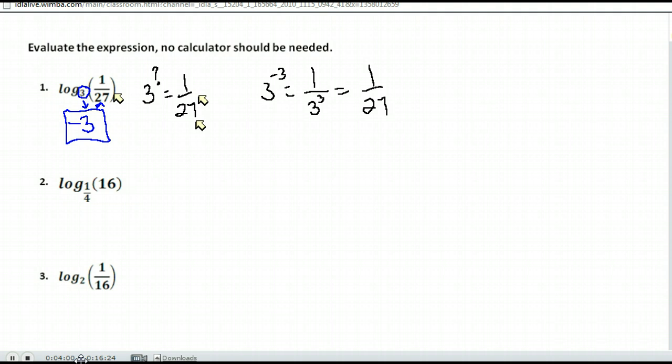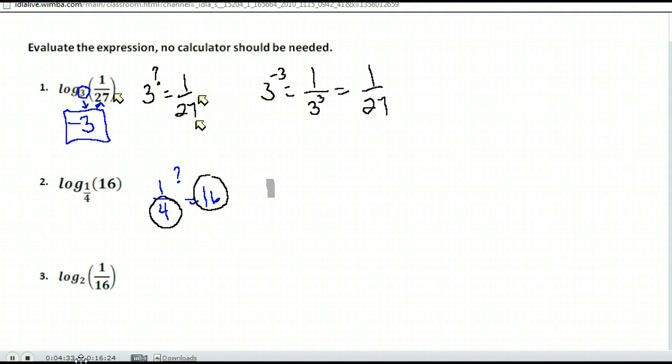Okay, let's try the next problem. Log base 1/4 of 16. So again, what we're asking is, 1/4 to what power equals 16? Well, notice we went from a fraction to a whole number, which again tells me I must have used negative exponents. Okay, so then let's look at our bases here, 4 and 16. How would I get 4 to equal 16? Well, it would be 4 squared.